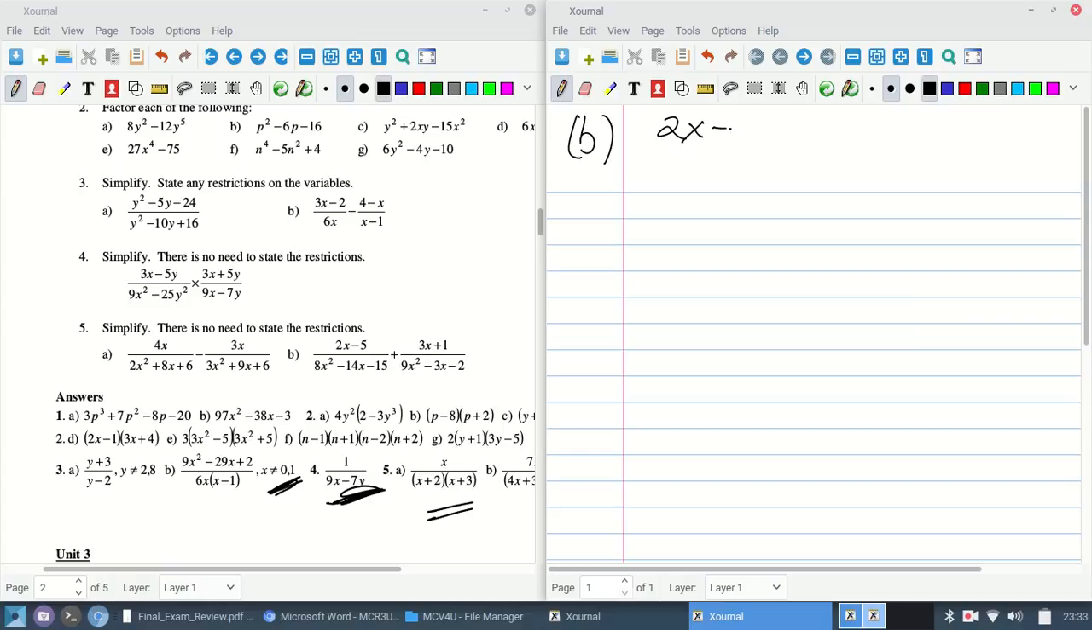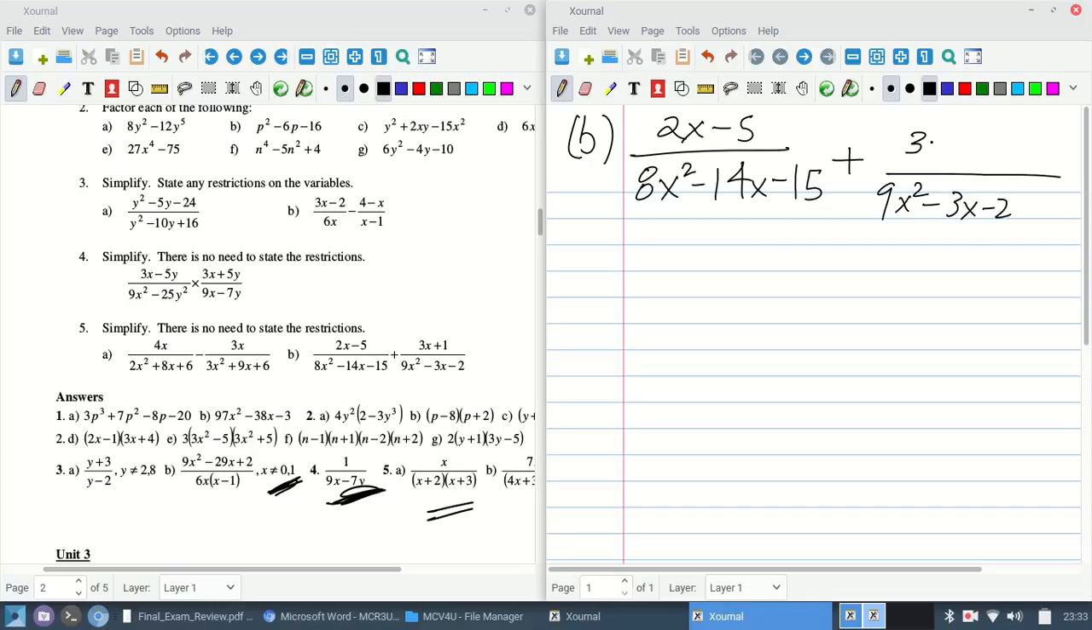So 2x minus 5 all over 8x squared minus 14x minus 15 plus 9x squared minus 3x minus 2. Okay, 3x plus 1. This is kind of painful, right? So here we can't really do our little tricks with, we got to split the middle term. That's what we got to do here.